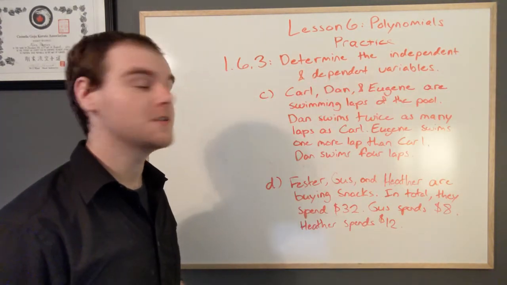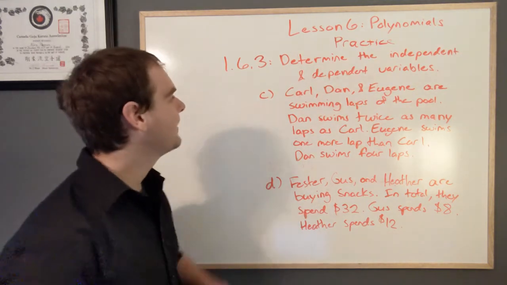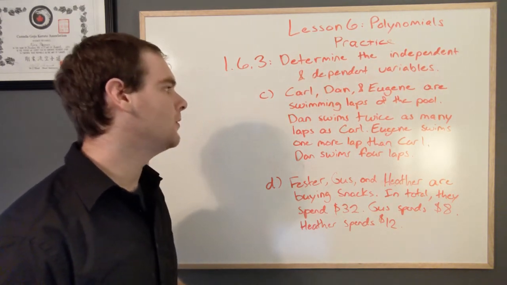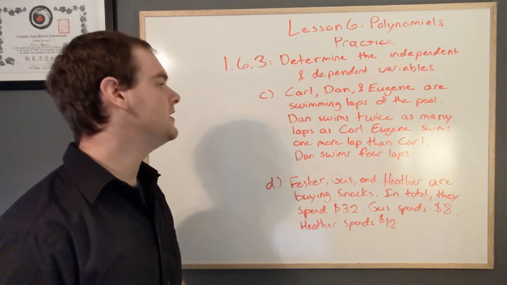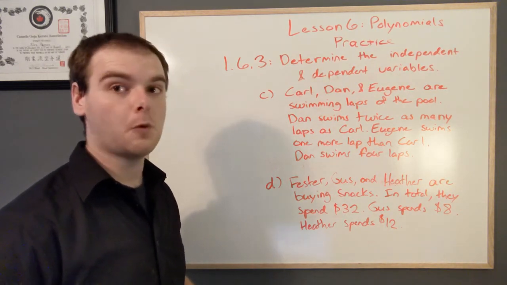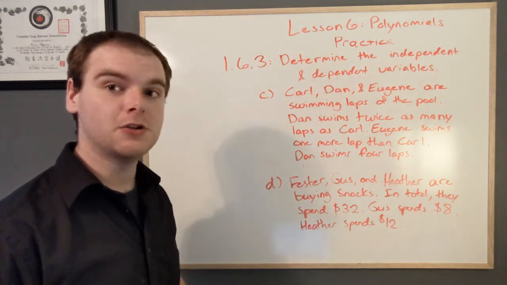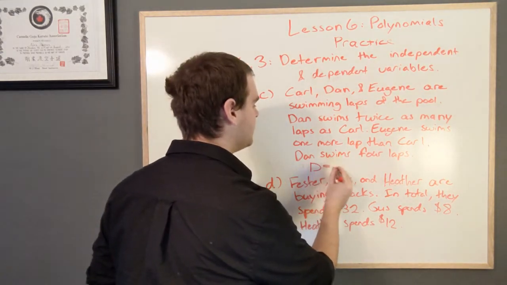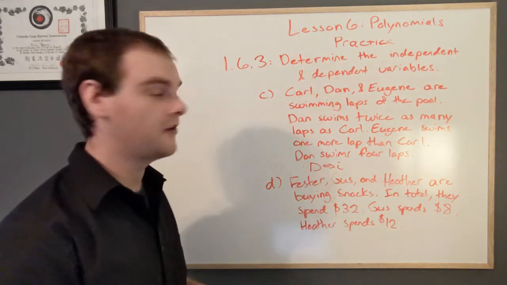The last two parts for this question have a lot of words going on here, so let's tackle them. Carl, Dan, and Eugene are swimming laps of the pool. Dan swims twice as many laps as Carl. Eugene swims 1 more lap than Carl, and Dan swims 4 laps. So the fact that we're being told that Dan swims 4 laps, then Dan, I'm going to say D, is going to be an independent variable.